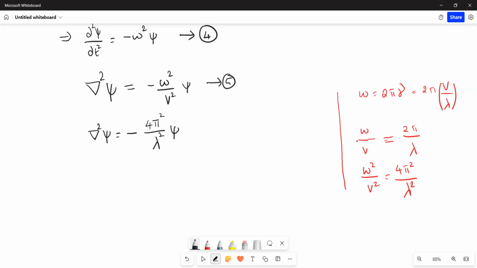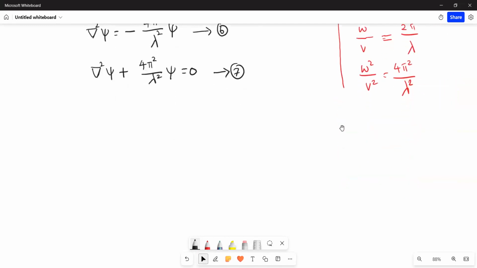Right. And again, make further simplification. Del square psi plus 4 pi square by lambda square psi equivalent to 0. Right? So you consider this is equation number 6, and finally you may consider that this is equation number 7. And now we have the equation like this. Again, you need to make the further simplification.